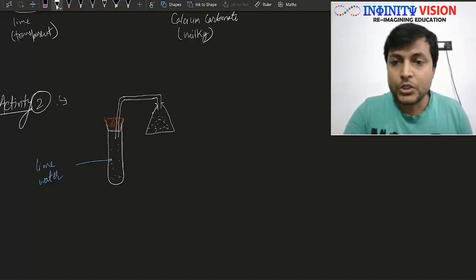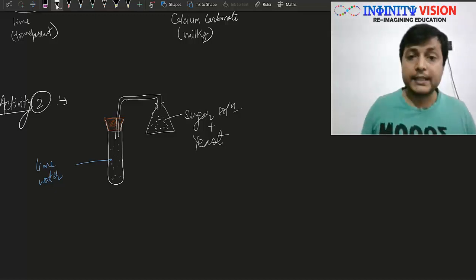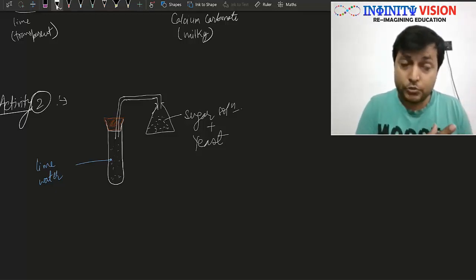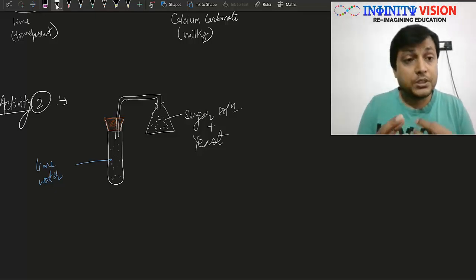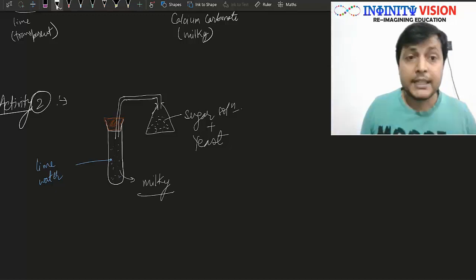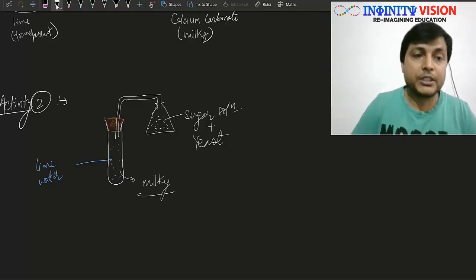We have sugar solution plus we have yeast. Now we know that yeast is going to do alcoholic fermentation. It will ferment the sugar, that is C6H12O6, and it will produce CO2. When the CO2 passes into this lime water, the lime water will turn milky. And this shows that CO2 is evolved during alcoholic fermentation.